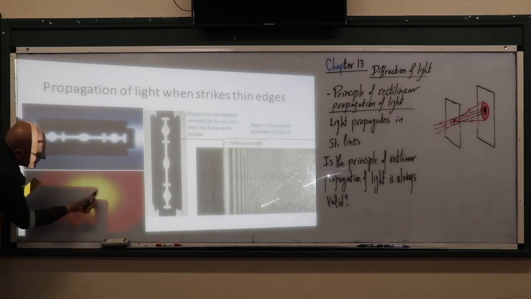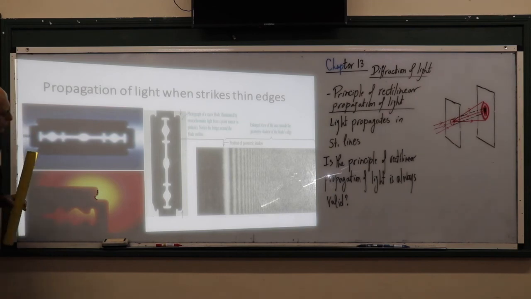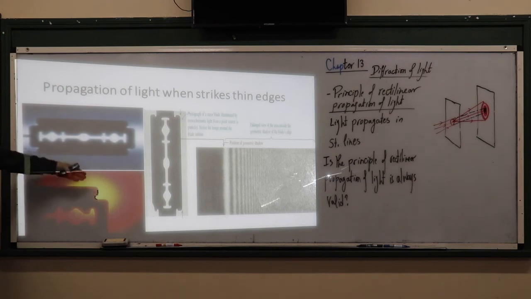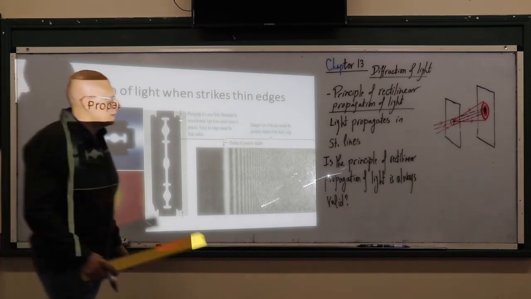Light has entered behind the blade, and you notice light here. So also, what happens is that light is deviated when it strikes these thin edges here. It is deviated and forms this view. Okay, this one is similar to this, and this is an explanation about what you're seeing here.